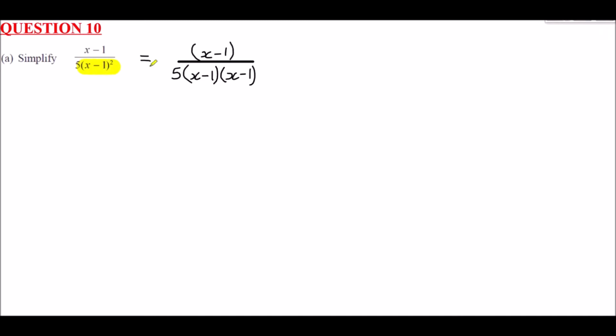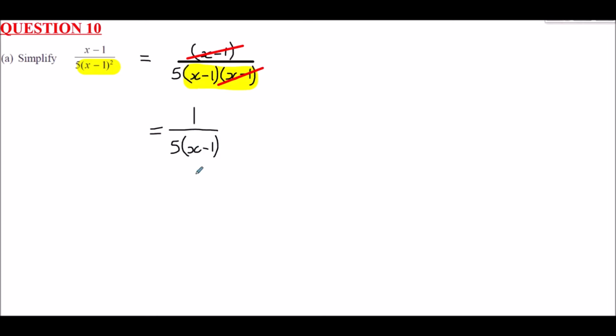So by doing that step, I can see that I've got a similar thing on the top and the bottom of the fraction. I have x minus 1 on the top, and on the bottom I have a product of three different things, and two of them are x minus 1, so I can cancel one x minus 1 on the bottom with the x minus 1 on the top. So essentially I can divide both top and bottom by x minus 1. If I divide the top by itself, that obviously just gives me 1. And on the bottom, I have 5 lots of x minus 1.